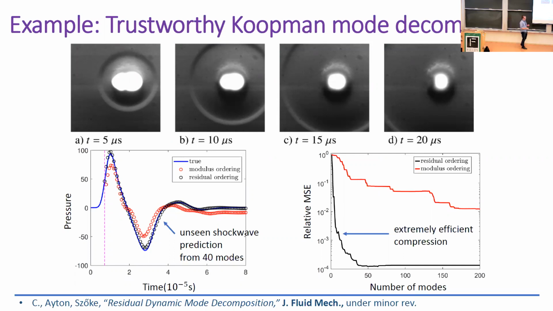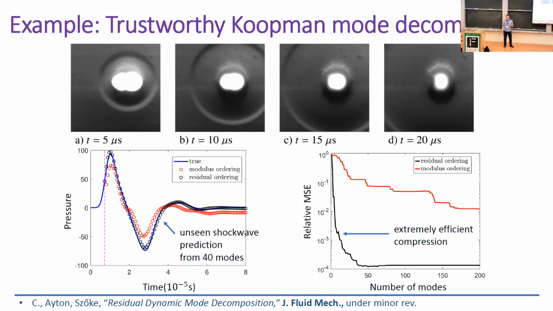Okay, so what I'm going to do is take the eigenvalues in the Koopman mode decomposition, and I'm going to consider two ways of ranking or ordering them. So the traditional way of doing this is you look at the modulus of the eigenvalues, right? So how much energy do they capture? And if you do that and you just keep the 40 largest eigenvalues, you get these red dots. Okay, so you get the initial peak, but it's not quite there, and then it struggles with the second peak and so on.